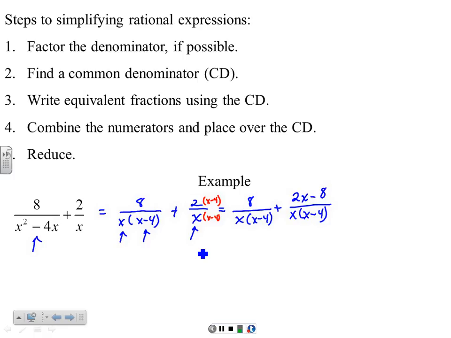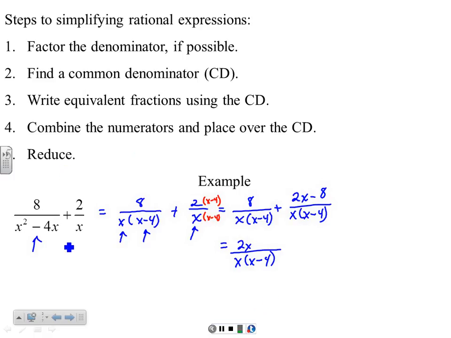Alright, so let's make one fraction. If we make one fraction out of this, we're going to have 2x, and then 8 plus a negative 8 is going to go to 0. And then you're going to have x over x minus 4. So, step number 1, factor the denominator if possible. We did that. Step number 2, find the common denominator. We did that as well. Step number 3, write your equivalent fractions, and then combine your numerators, and that's where we are now.